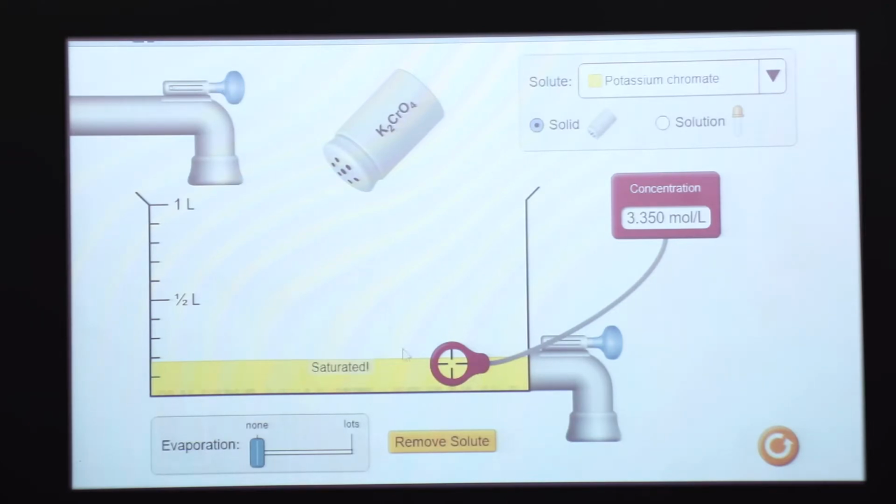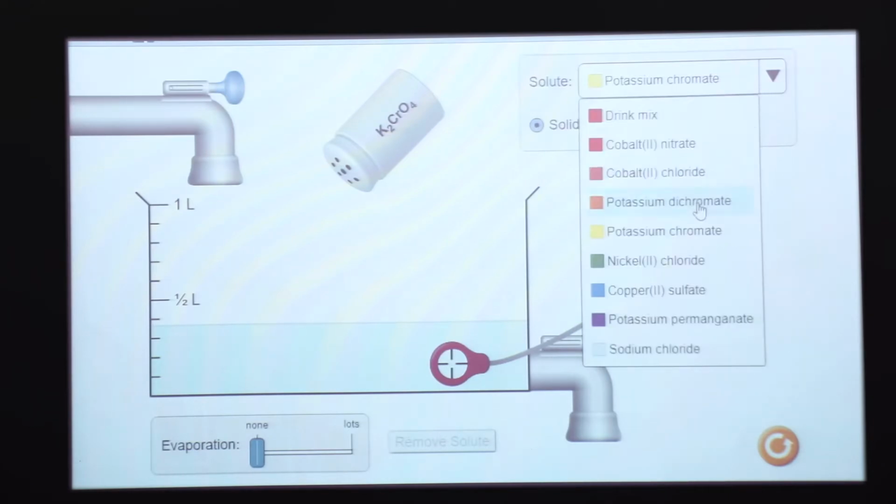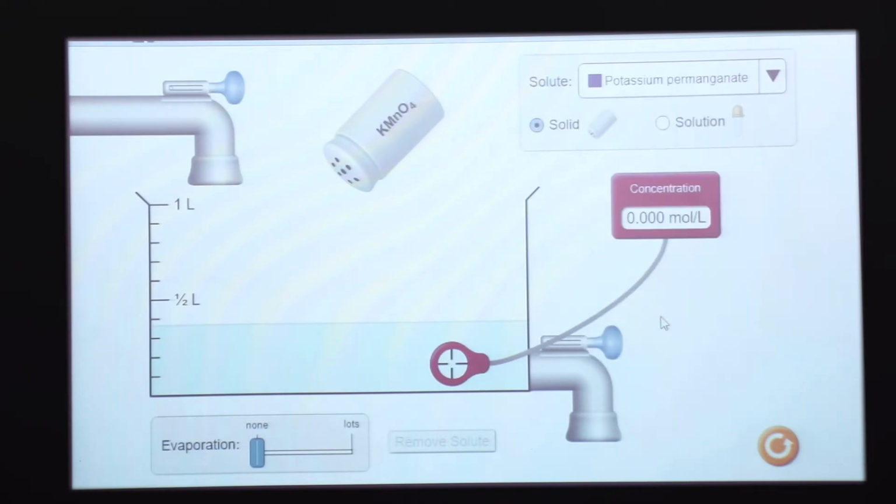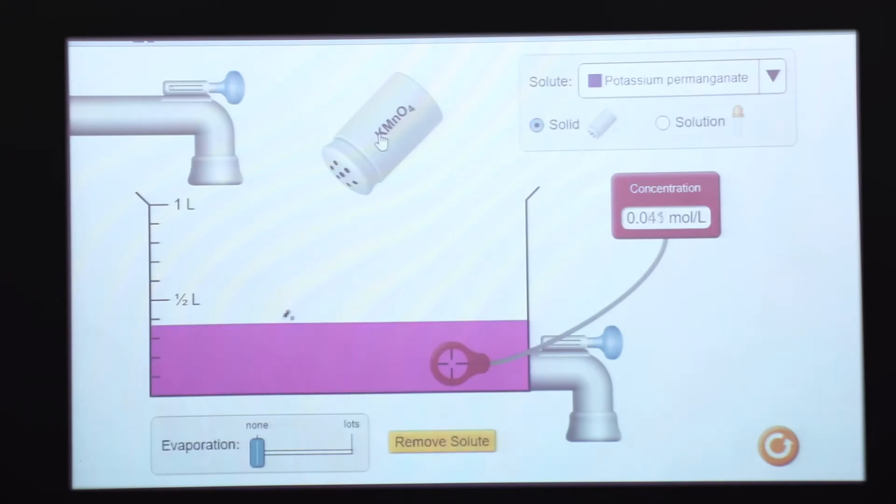That's why there is no change in concentration. The process can be repeated. If we remove the solute, it reads 0, 0, and you can add more water and change the solute. You select, for instance here, potassium permanganate, and the process can be repeated.